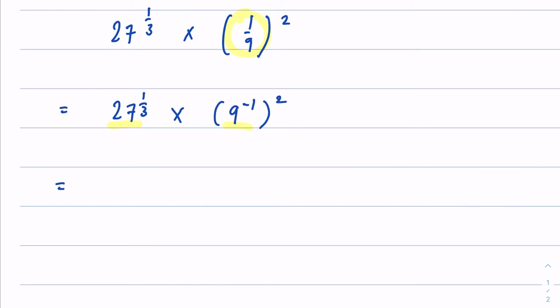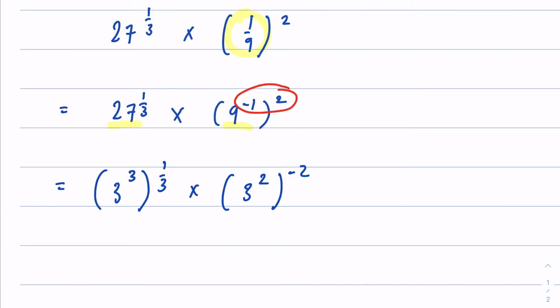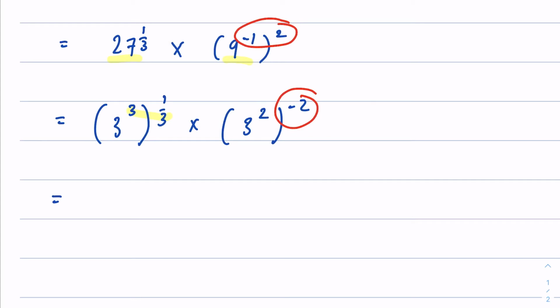So you can rewrite 27 to be 3 to the power of 3, to the power of 1/3, times 3 to the power of 2, to the power of -1. Minus 1 times 2 gives you -2. So this is just multiplying these two first, and then you leave it outside. Now 3 to the power of 3 times 1/3 gives you 1. So therefore it gives you 3, and 2 times -2 gives you -4.